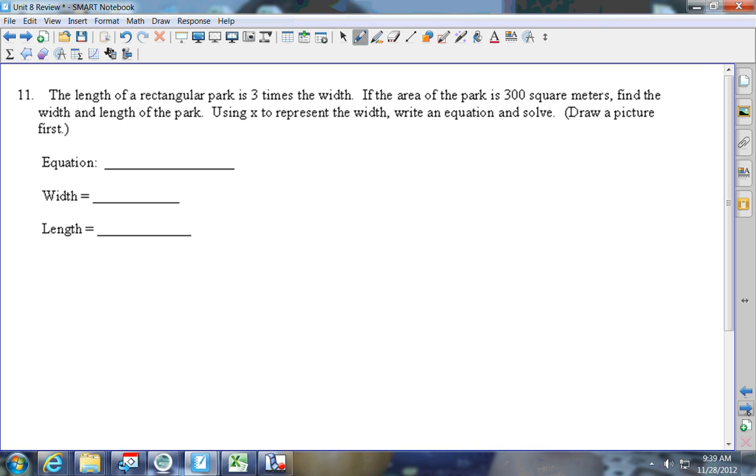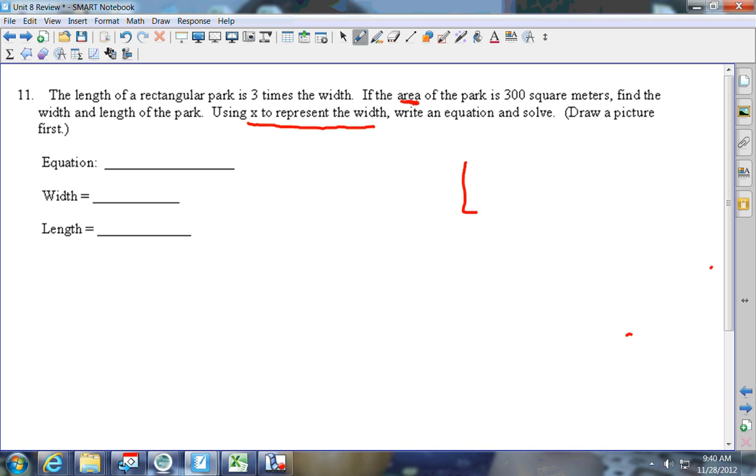All right, number 11. The length of a rectangular park is 3 times the width. If the area is 300 square meters, find the width and length of the park using x to represent the width. Okay, so it already told us x is going to be the width. Write an equation and solve. It even gives you a hint and tells you to draw a picture.